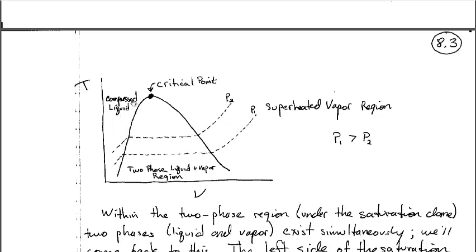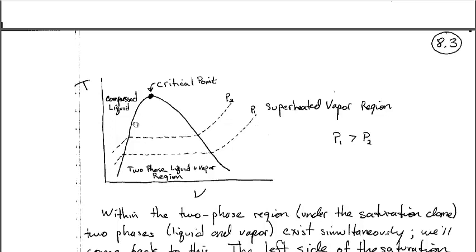So if the substance is to the left of this saturation dome, we call that a compressed liquid. Likewise, if the substance is to the right of the saturation dome, so out in this region here, we call that the superheated vapor region. So the substance would be a superheated vapor.